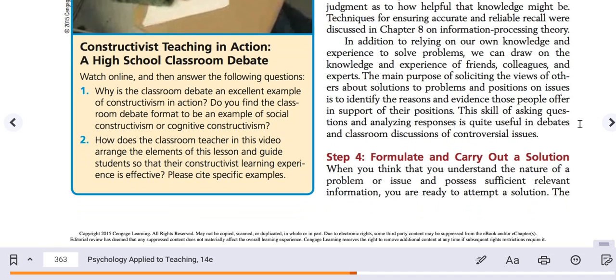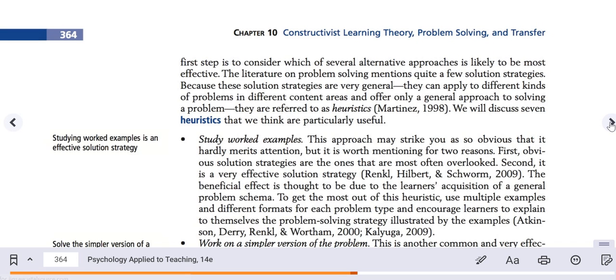Formulate and carry out a solution. Step 4. When you think you understand the nature of the problem or issue and possess sufficient relevant information, you are ready to attempt a solution. The first step is to consider which of several alternative approaches is likely to be most effective.